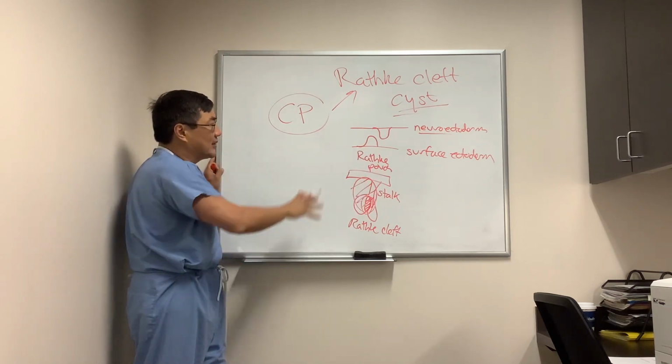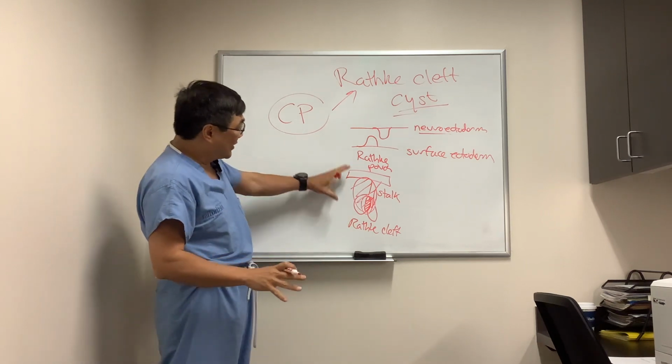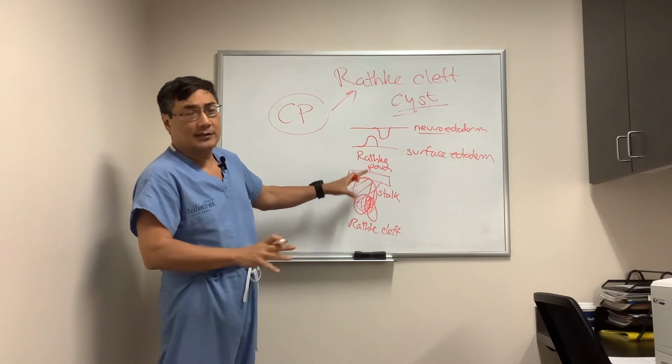Rathke's cleft cyst. The Rathke's cleft cyst is benign, and as long as it's not symptomatic, you don't have to do anything about it. But if it's causing vision loss, compressing the optic apparatus, the treatment is surgery.